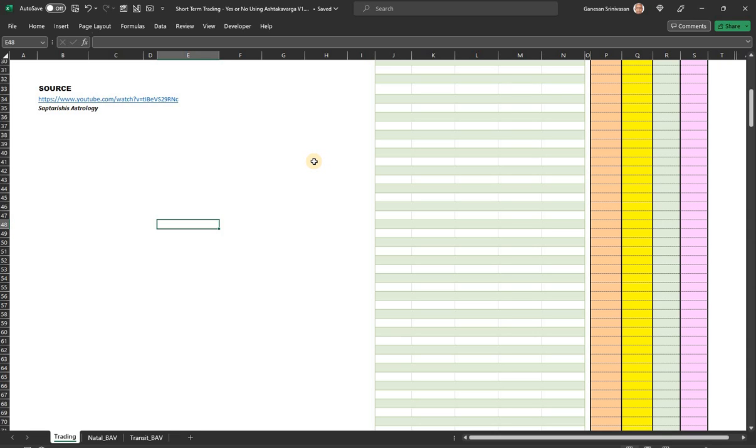In fact, the inspiration for making this Excel came about when I was watching a Saptarishis Astrology video where Sri Sunil ji was interviewing a couple of astrologers on this topic, and they gave a nice tip based upon which one can go ahead with day trading using Ashtakavarga. So that's the power. Astrology's role in short-term trading is fantastic. We will have to explore it and make use of it.